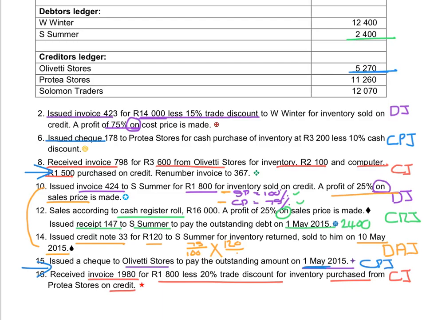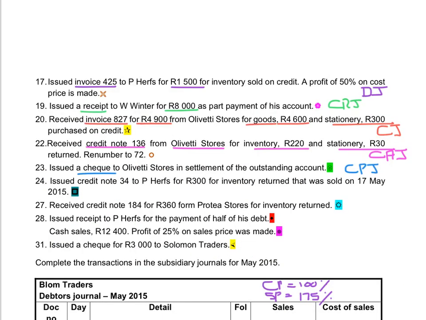And then we issued a check on the 15th to pay Olivetti Stores the amount on the 1st. So the amount that we paid on the 15th was to cover the opening balance. So the only amount that's outstanding is this one for 3,600 where we bought goods on credit. So it's the 3,600 because the opening balance was paid. Then we bought goods from Olivetti Stores on the 20th for 4,900. So I must add the 4,900.